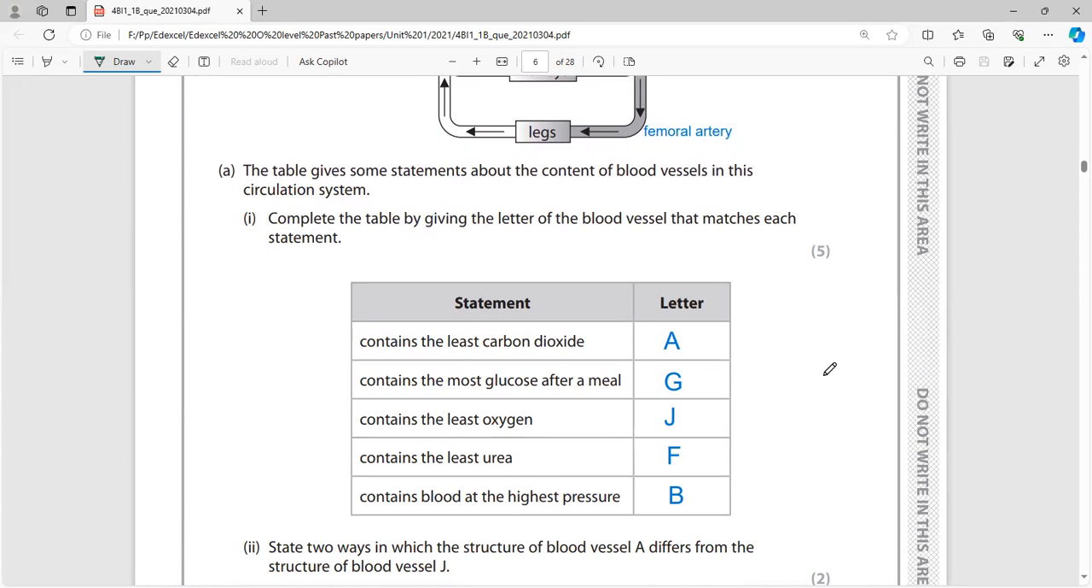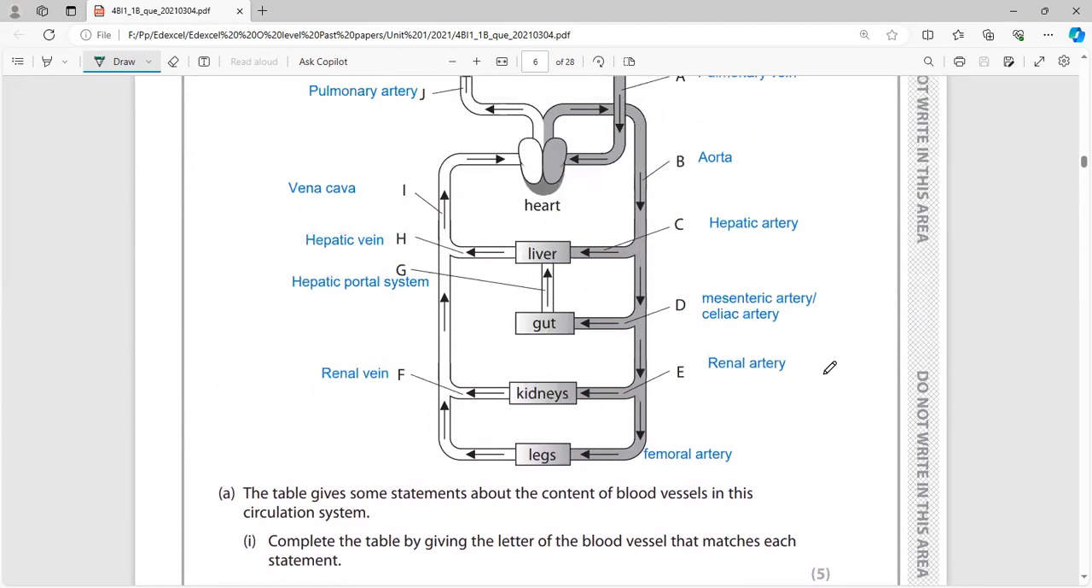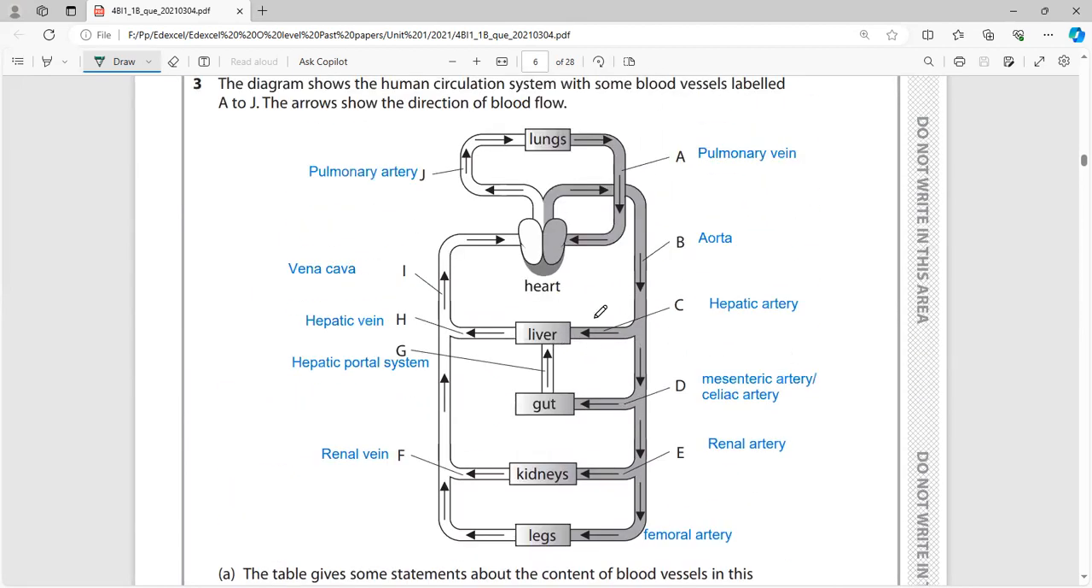And next we have the one that contains the least oxygen. So which blood vessel contains the least oxygen? That is the one coming from the heart toward the lungs, so that contains the lowest oxygen. So that is our J, the pulmonary artery. What about the others? We can also write the vena cava, which also contains a low concentration of oxygen, but the most suitable will be J here.